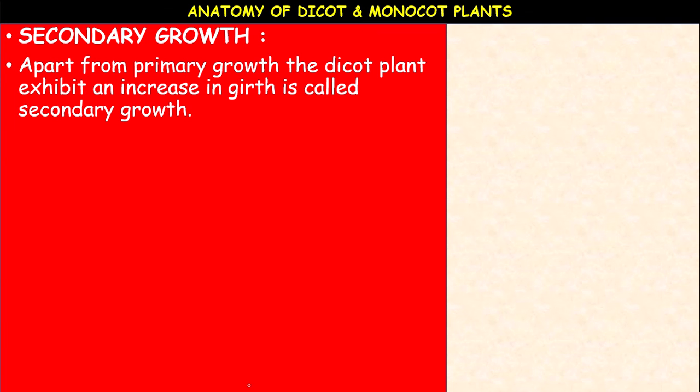Now come to secondary growth. What is secondary growth? It means extra growth. The secondary tissues are formed by two types of lateral meristems, that is vascular cambium and cork cambium. Apart from primary growth, dicots exhibit an increase in the girth, meaning the diameter of the stem. This is called secondary growth.